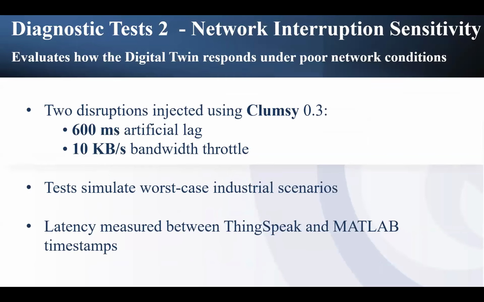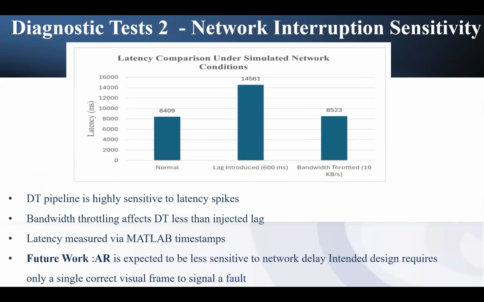Diagnostic test 2 evaluates how the digital twin responds under adverse network conditions. Using a network manipulation tool called Clumsy, 2 network impairments are applied, namely an artificial delay of 600 milliseconds and a 10 kilobyte per second bandwidth throttle. These values represent the conservative worst case conditions that may occur in industrial networks due to congestion, remote connectivity, or restricted links. Latency is measured using timestamp differences between ThingSpeak and the MATLAB interface.